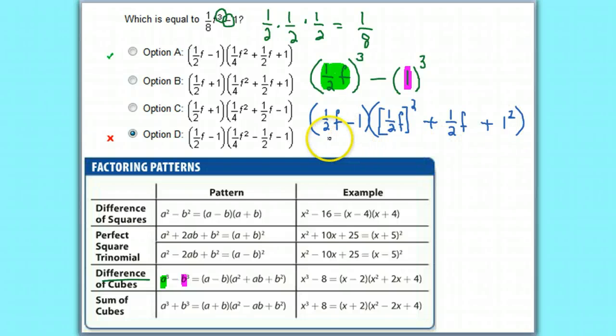Okay, now we're almost done, except we're just going to simplify. So in the first parenthesis, there's not much to simplify. Here, if we do 1/2 times 1/2, that gives us 1/4. f times f is f squared. And then here again, we just have 1/2 f, and 1 squared is 1. So that matches option A. I hope that helps.